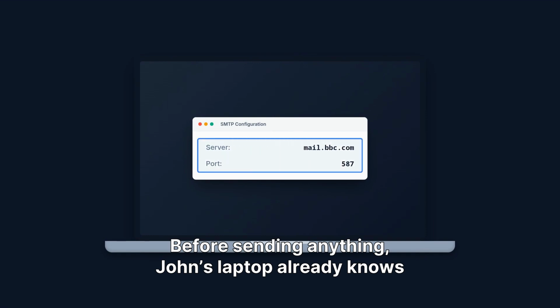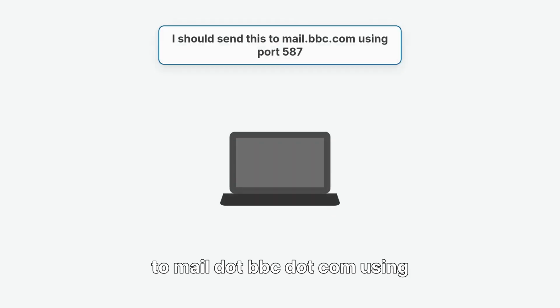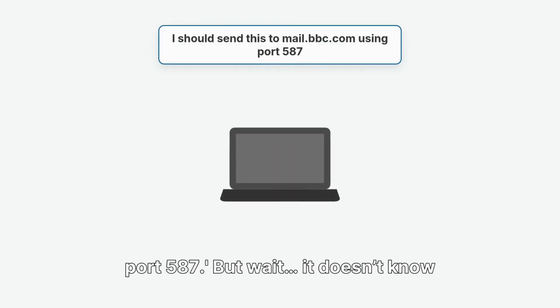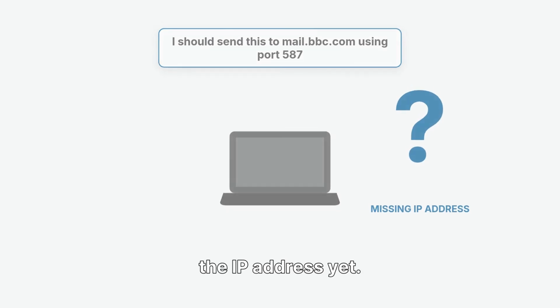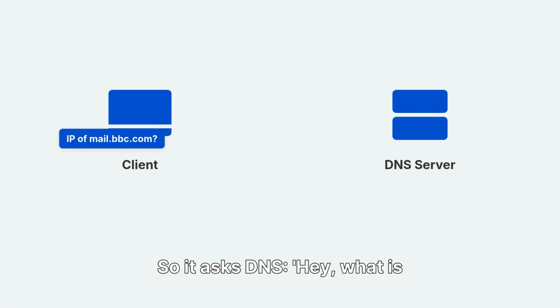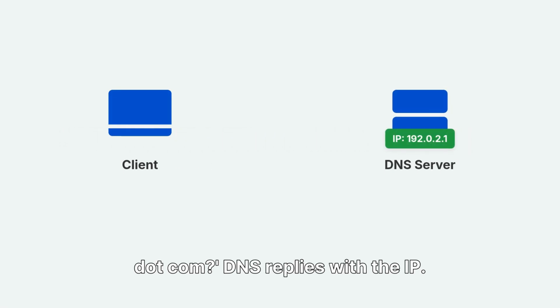Scene 1. John's laptop prepares the email. Before sending anything, John's laptop already knows where to send emails because SMTP is configured. It says, I should send this email to mail.bbc.com using port 587. But wait, it doesn't know the IP address yet. So it asks DNS, hey, what is the IP address of mail.bbc.com? DNS replies with the IP.